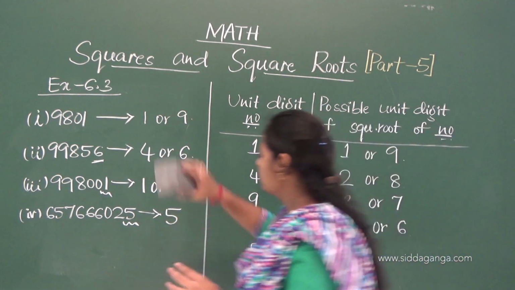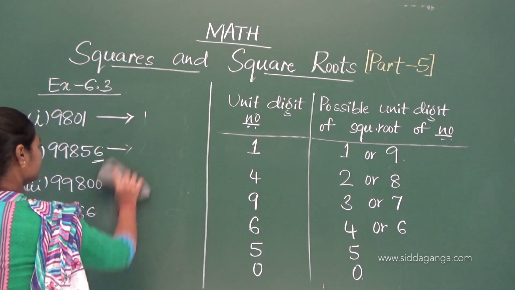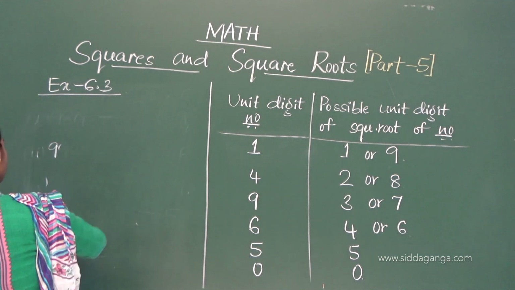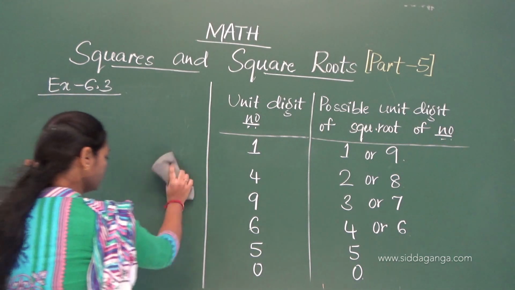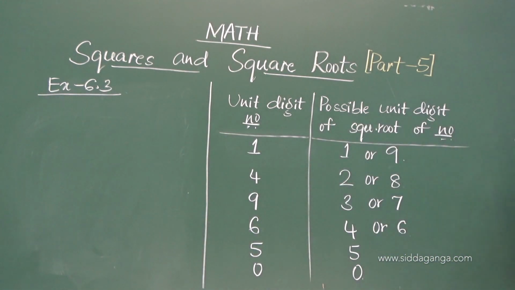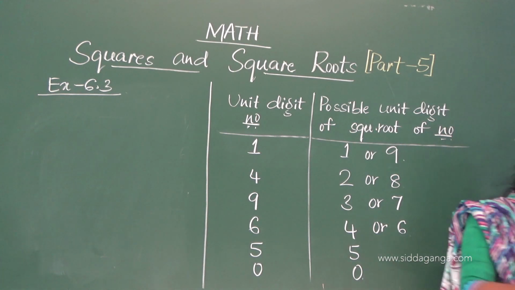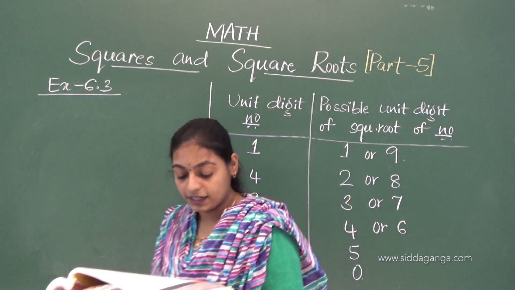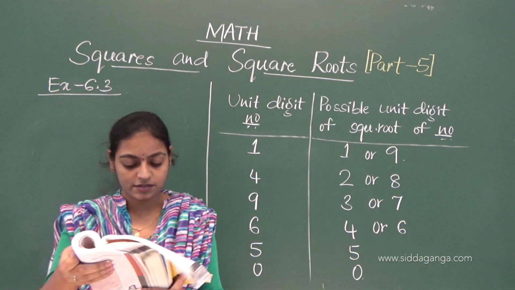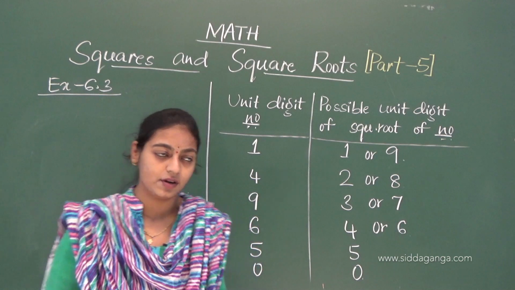Next one. Without doing any calculation, find the numbers which are surely not perfect squares.